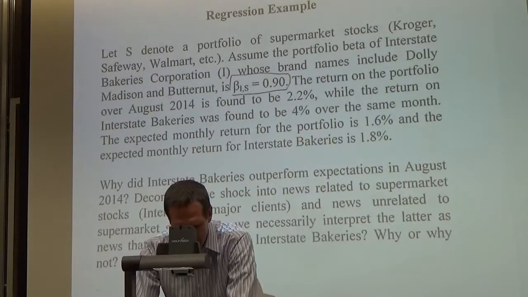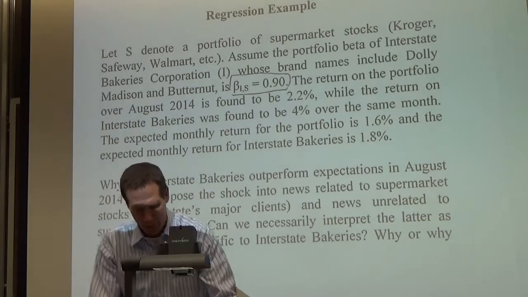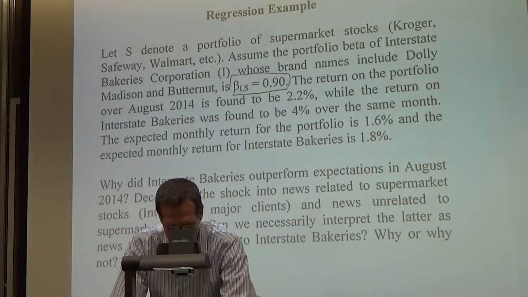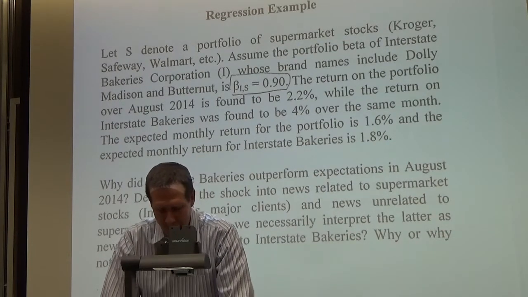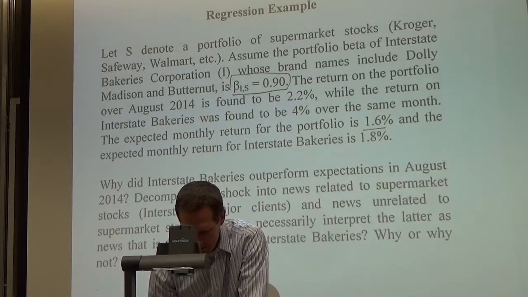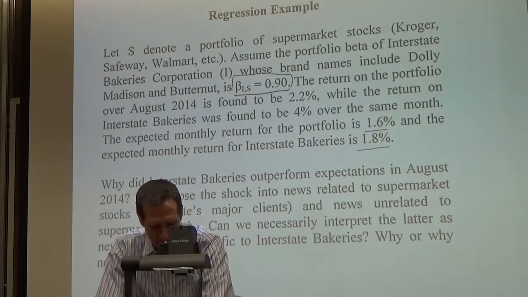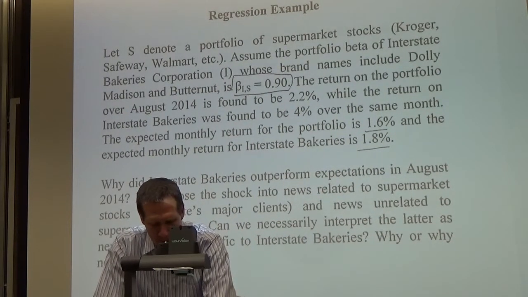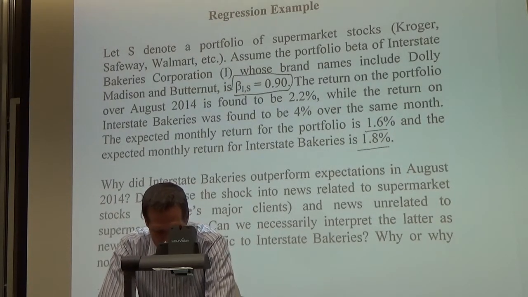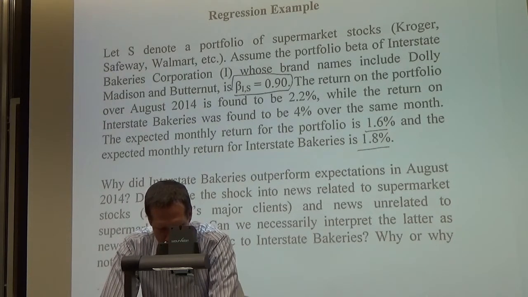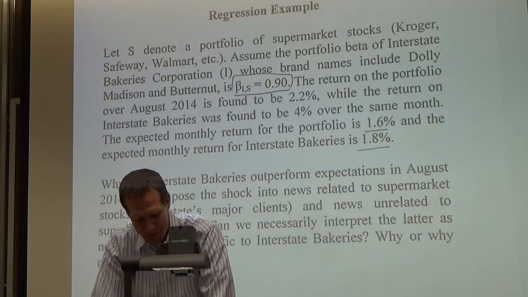Return on the portfolio for August 2014 is found to be 2.2%, while the return on Interstate Bakeries was found to be 4% over the same month. The expected return for the portfolio is 1.6%, and the expected monthly return for Interstate Bakeries is 1.8%. Why did Interstate Bakeries outperform expectations in August of 2014? Decompose the shock into news related to supermarket stocks, which are Interstate's major clients, and news unrelated to supermarket stocks. Can we necessarily interpret the latter as news that is firm specific to Interstate Bakeries?